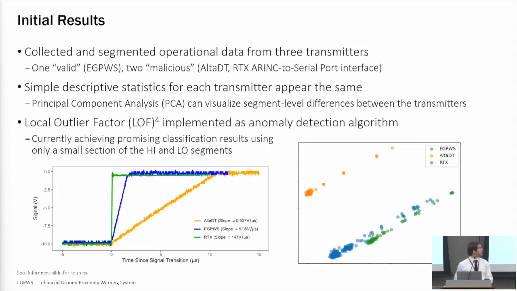Our initial results on that front: we collected and then segmented the data from 3 transmitters. We have our one valid transmitter, which is the Ojibwas, and then 2 malicious transmitters, the Alta DT, as you saw previously, and the RTX ARINC to serial port interface. What you can see on the left there is the actual data from a low to null signal transition from each of these 3 transmitters. You can see just visually, the RTX has a very sharp rise, the Alta DT has a very slow rise, and then our valid Ojibwas is somewhere in between the 2.